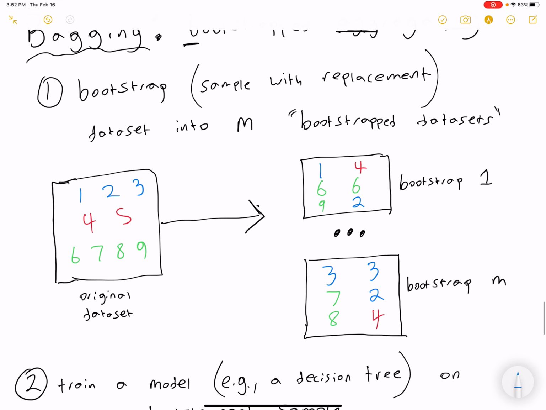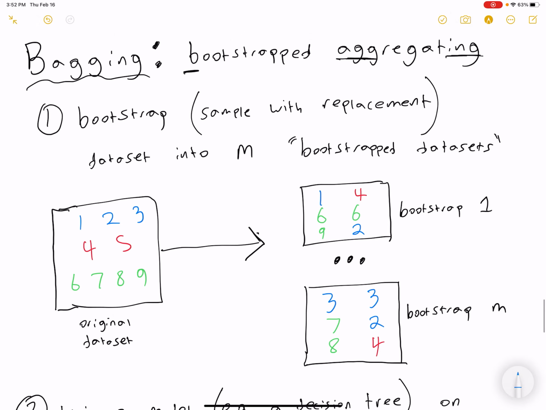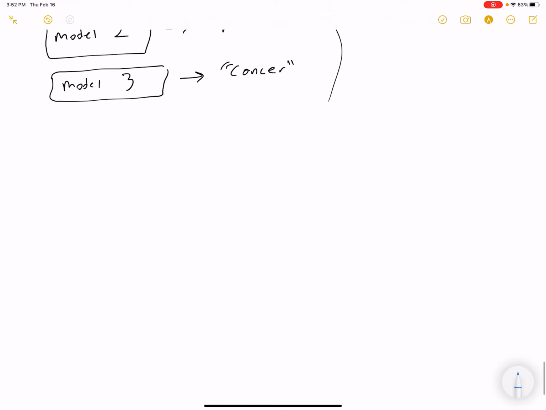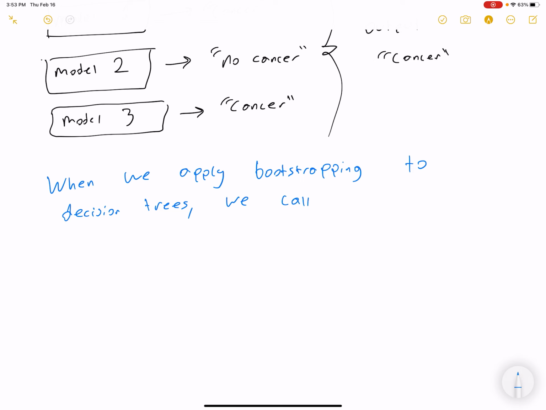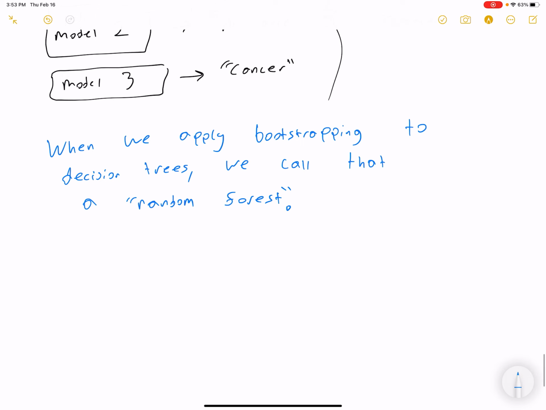So is this applicable to regression as well? Yeah, you can do bagging to any type of machine learning problem. And in fact, that's a good lead in to the next point, which is that when we apply bootstrapping to decision trees, that's what we call a random forest. But you can do this with other types of models as well.